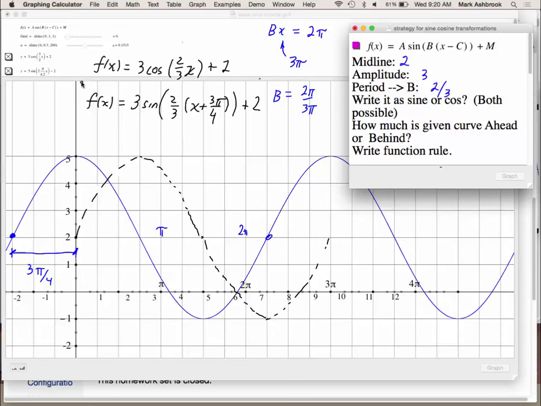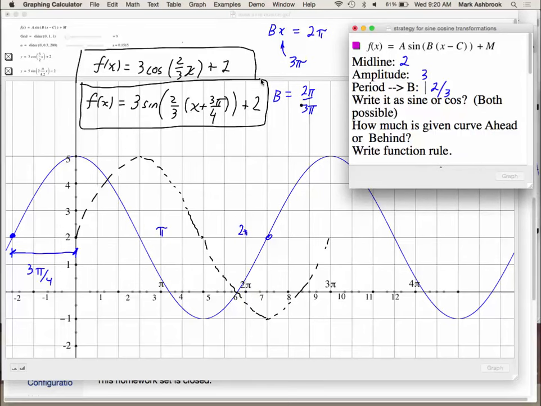Okay, so there's lots to keep track of, lots of reasoning we used. To get it right in web work, everything has to be right. Okay, so any questions? Both of these model the same blue graph. Okay, so here's the deal now.